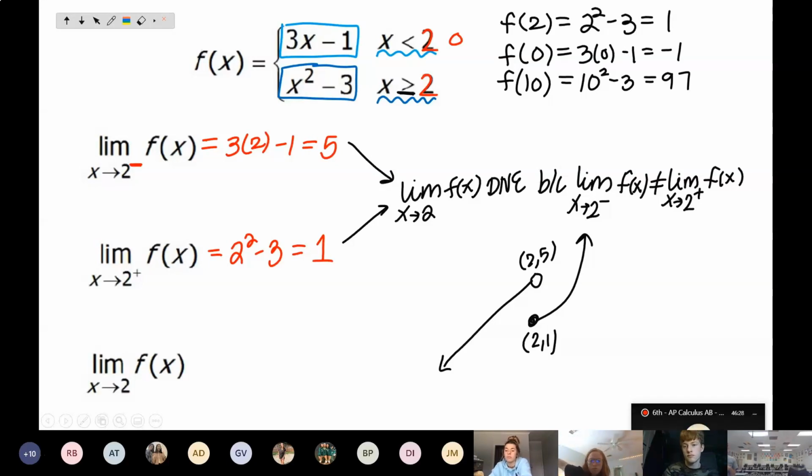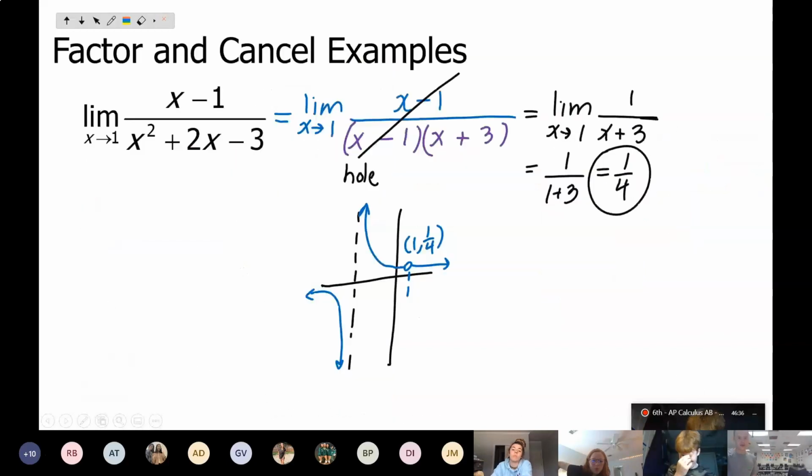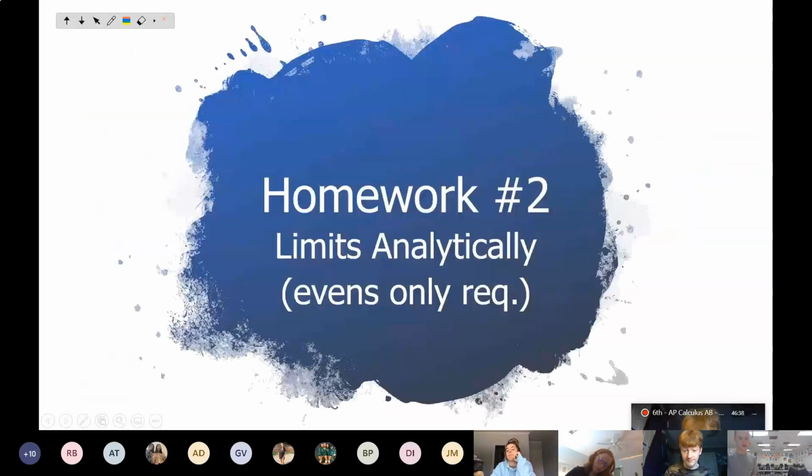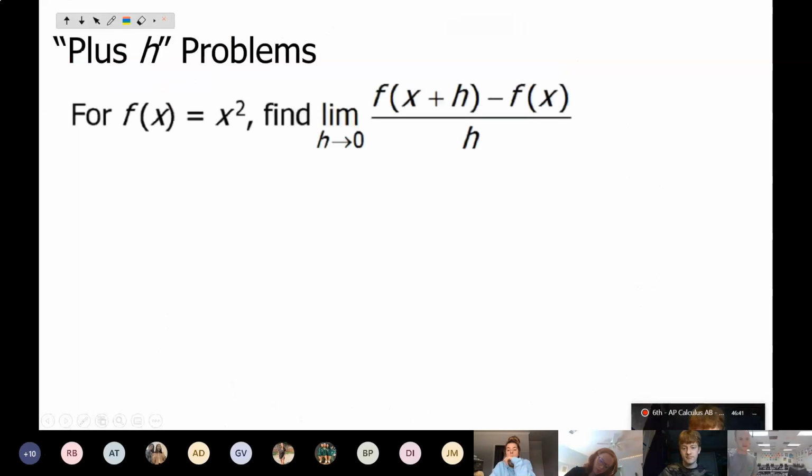Questions or concerns about the piecewise? No? No, all right. I know it's Friday, I'm going to give you one more, and then I'm just going to stop there and we'll do the rest on Monday. I'm going to pick out one I like.